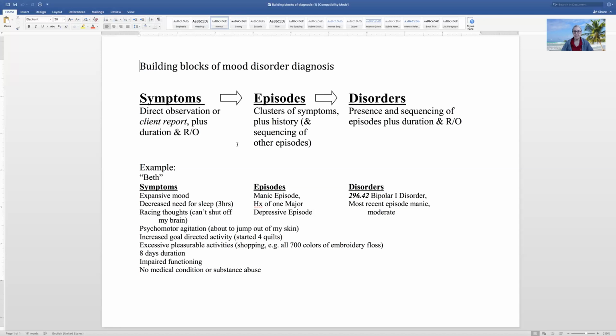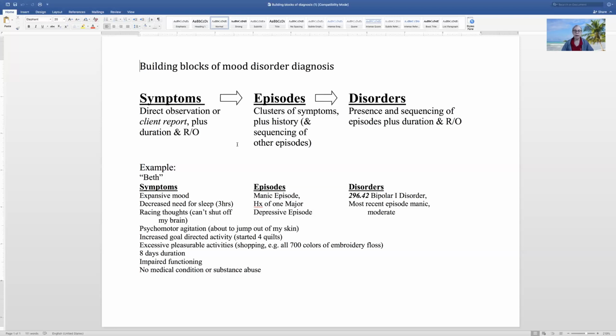Increased goal-directed activity. She started 4 quilts at the same time. Excessive pleasurable activities, and hers was either starting new relationships or shopping. And for instance, when she was shopping, she would buy all 700 colors of embroidery floss, or if there was a shirt that came available in 14 different colors, she would buy all 14 colors. She had 8 days of duration at the time that I saw her. She had impaired functioning, and she had no medical condition or substance abuse, and she was not taking antidepressant medications.